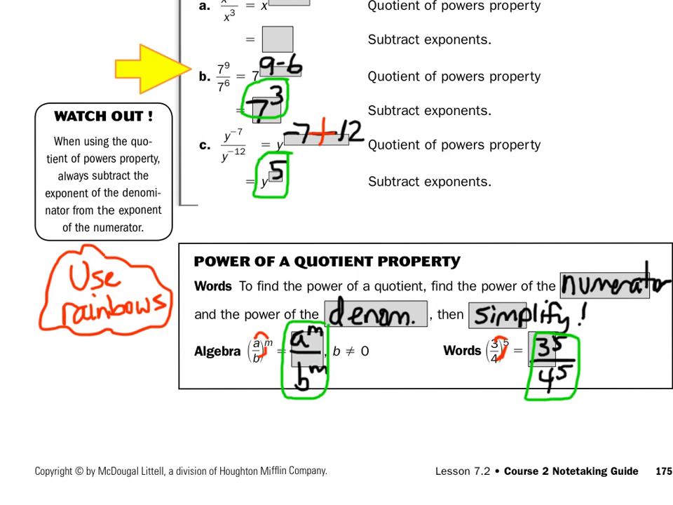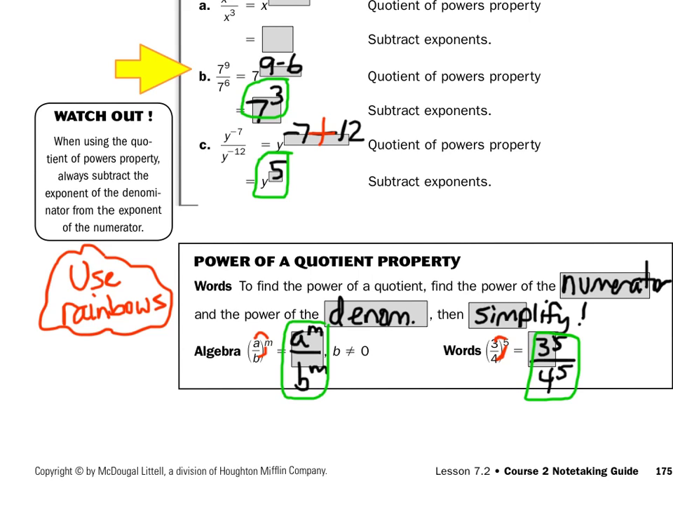Take a look at letter C. I have y to the negative 7th power over y to the negative 12th power. Well, the bases match, so I copy the y, and then I would do negative 7 minus negative 12. Well, remember, negative 7 minus negative 12, those two minus signs morph into a big giant plus sign. So that's negative 7 plus 12, which would be positive 5. So it's y to the 5th power.